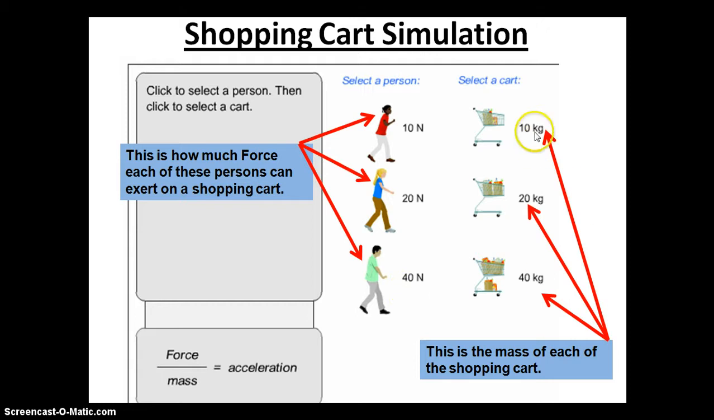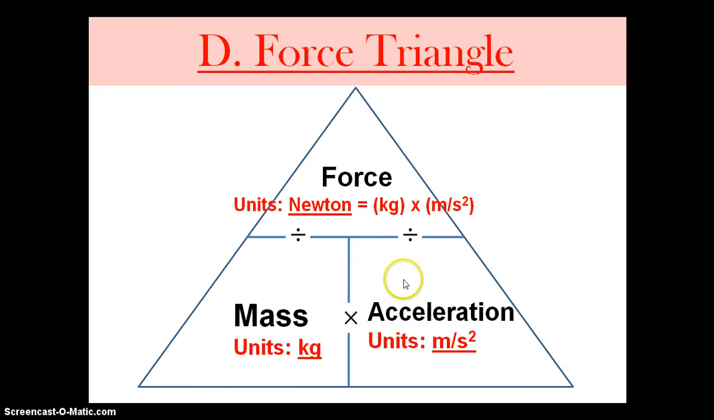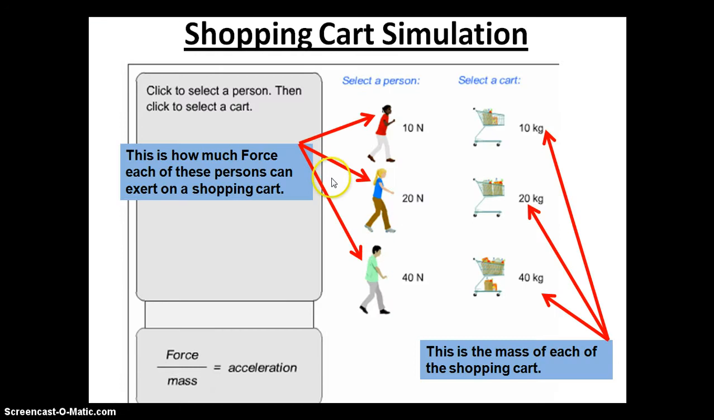Okay? And then there's also different masses of shopping cart: a smaller shopping cart, middle shopping cart, and a heavier shopping cart, right? To calculate acceleration, we take force divided by mass, like the triangle says here. Acceleration equals force divided by mass. Okay? So you're going to figure out how fast these people can accelerate or push with their shopping cart when they're pushing different shopping carts, depending on how heavy they are.